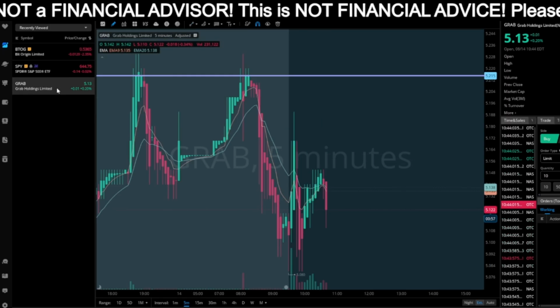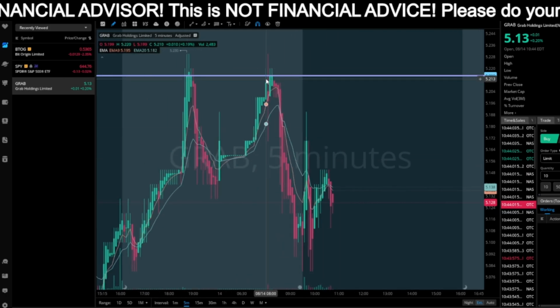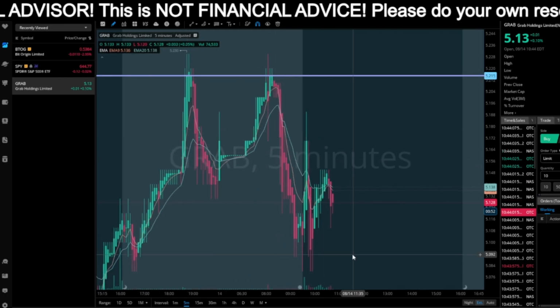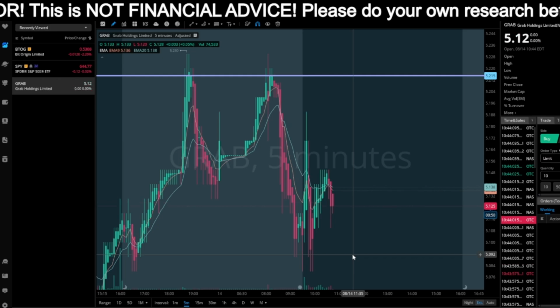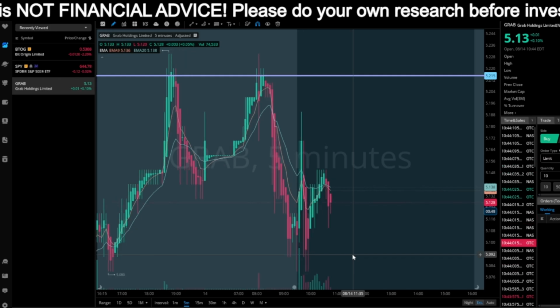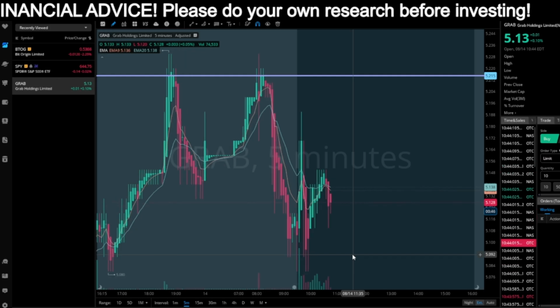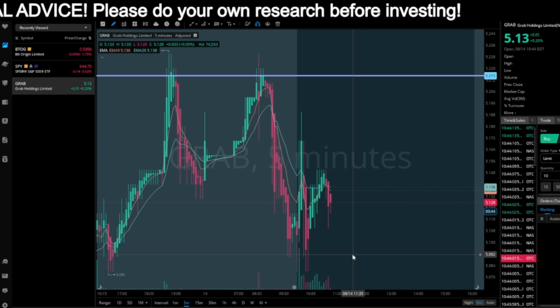You're just ending with Grab Holdings. Grab Holdings could have gotten the rejection right here and pulled it down. So again, your levels of support and resistance, when you see these kinds of patterns, the more you give yourself a better entry. And if you set a stop loss, you get stopped out.